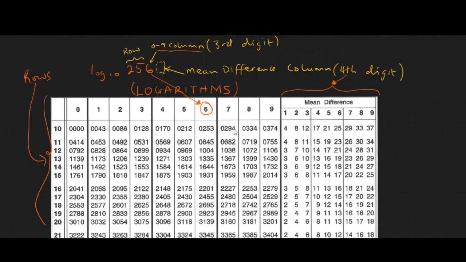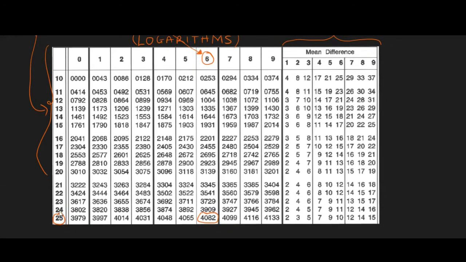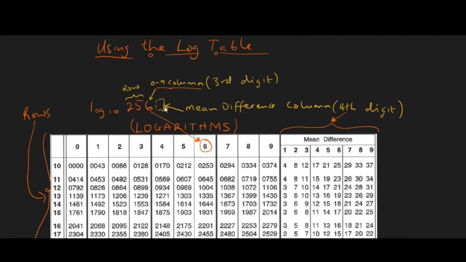So to find the common log of the number 256 using the log table, we will scan the rows to find the first two digits of the number, that is 25. Now, we will look up from the 6th column, that is the third digit in the number. Where they intersect is the number we are looking for. So in this case, they intersect at 4082. Now, because there is no fourth digit, we will not look up any number from the mean difference column.